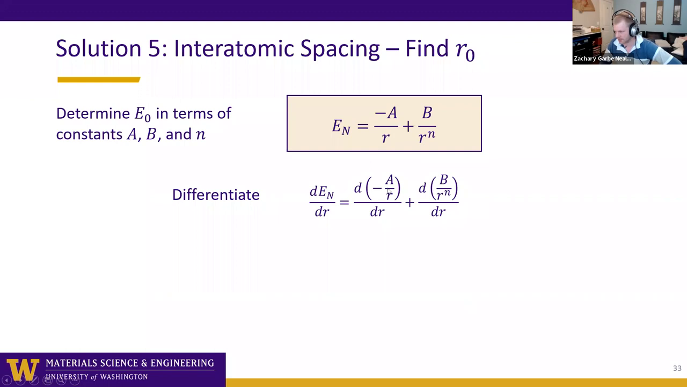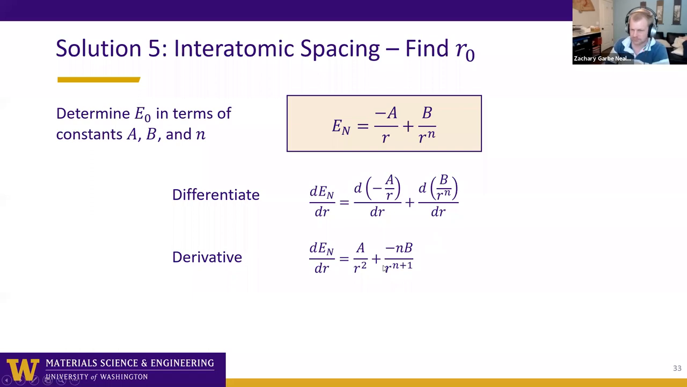We have a negative constant over R, and a positive constant over R to the power of n. Does anyone want to give an answer for the derivative of each of these? We can start with the first term. What's the derivative of this term with respect to R? Basically this is 1 over R. That's right. The first term will become A over R squared. For the second one, we take the exponent out, and it becomes negative NB, and R to the n becomes R to the n plus 1.